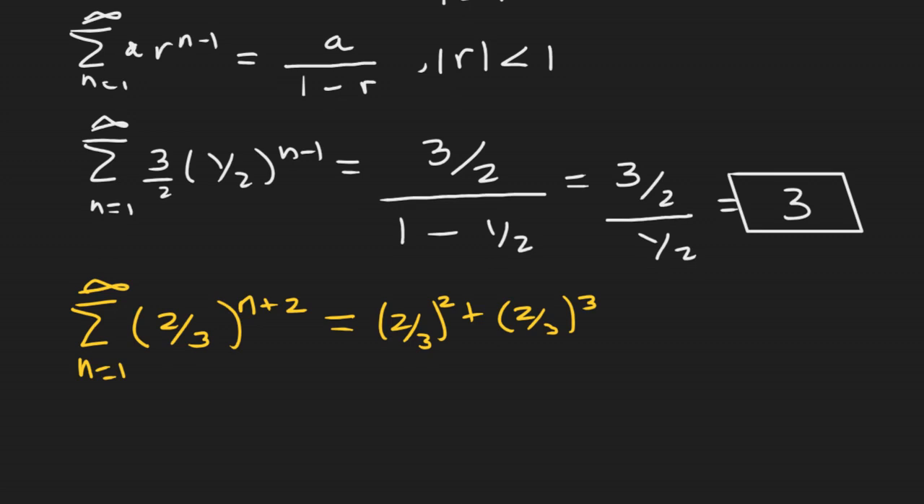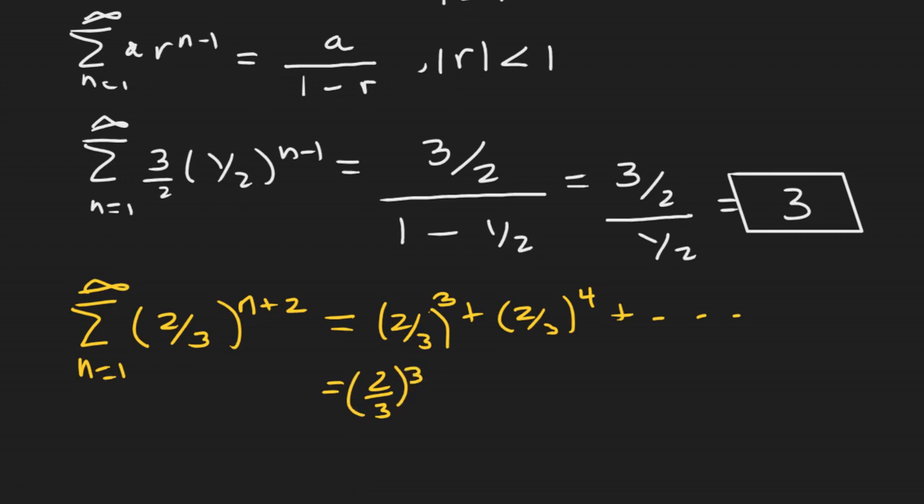Okay, yeah. So, actually, my powers were incorrect. So that's going to be 3, and then that's going to be 4, because it's n plus 2, right? Now, of course, this goes on forever, right? But check this out. What if I was to factor out the 2/3 raised to the third power? Why? Because it's the first term, is it not?